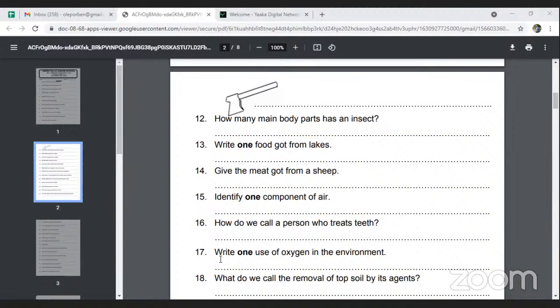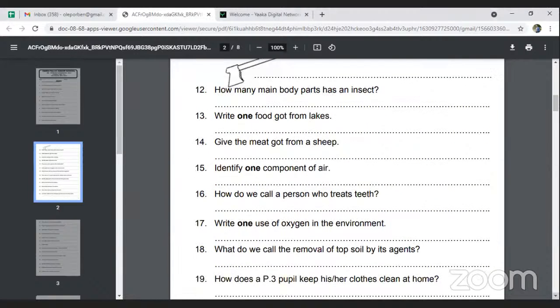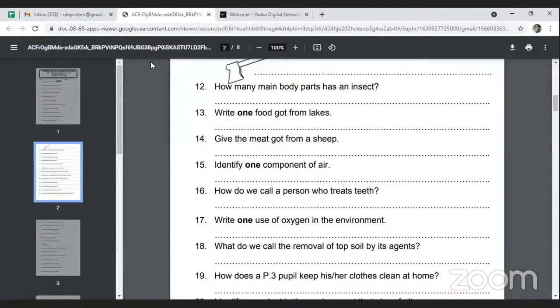How do we call or write one use of oxygen in the environment? That's the answer. So what is the use of oxygen in the environment? For crop growing? No. For respiration, that is the answer. If they ask you to give the use of oxygen in the environment, simply say for respiration. So that is what you will say, for respiration. Let's have Asante read first the next question.